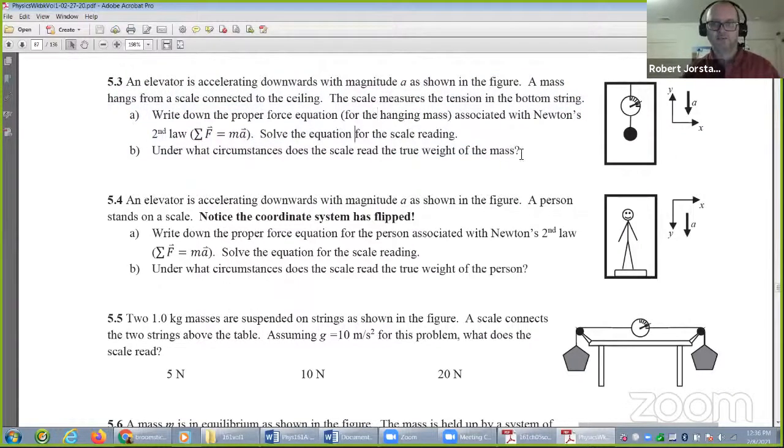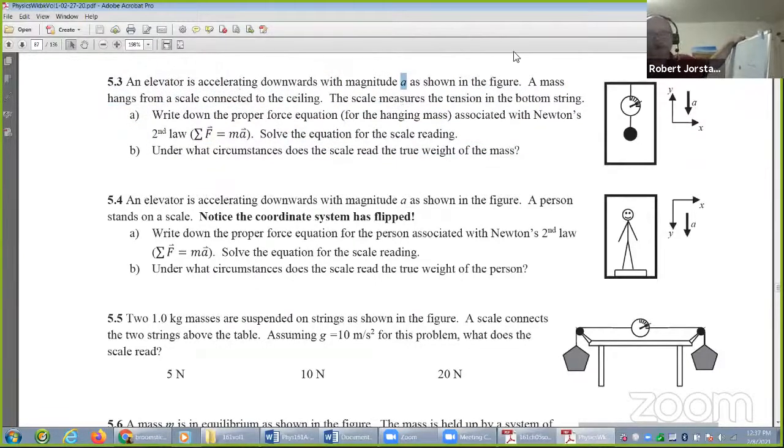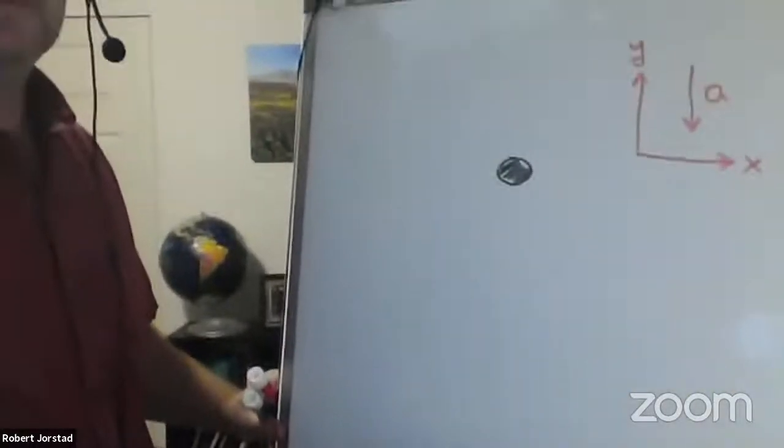All right, so this is what we're doing. We want to look at this problem. I'm going to sketch it out on the board just a second, and then I'll stop the screen share. Okay, so we're trying to analyze the forces. We're given the acceleration magnitude, A. So we've got this picture here.